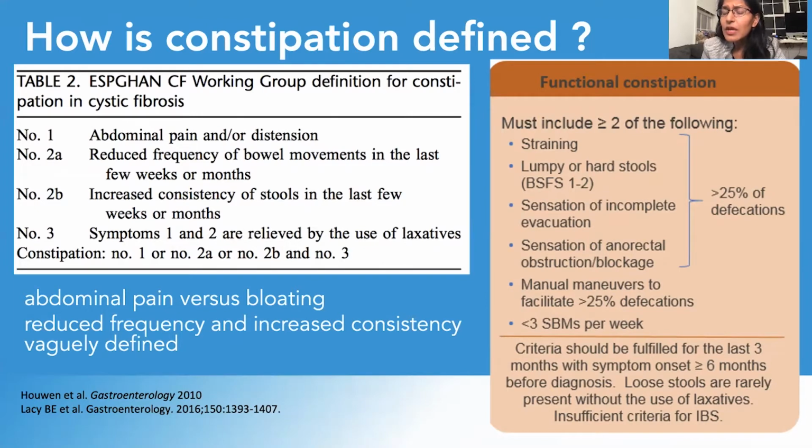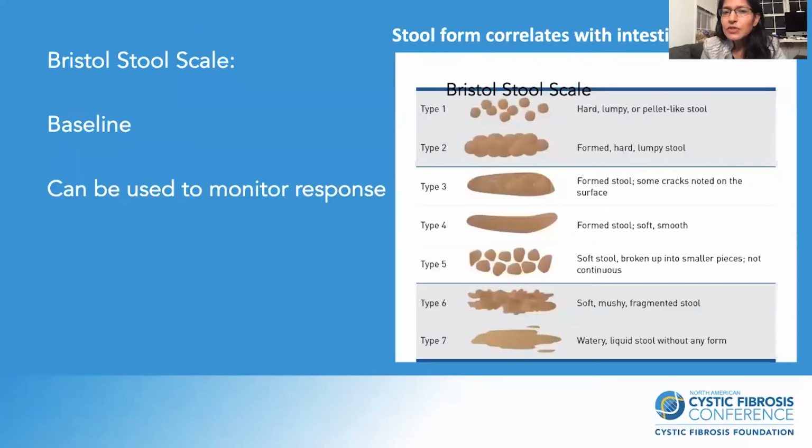It's also important to know that these criteria should be present for the long term. So you should have symptoms for at least 3 months with a symptom onset of greater than or equal to 6 months before diagnosis. So this is the Bristol Stool Form Scale, and this is a really helpful tool to use when talking to patients about constipation. Because stool form correlates with intestinal transit time, the shape and the consistency of the stool can be used to help describe the degree or severity of constipation that patients have. And this actually can be useful to monitor response to treatment and can be used to assess where they are at baseline.